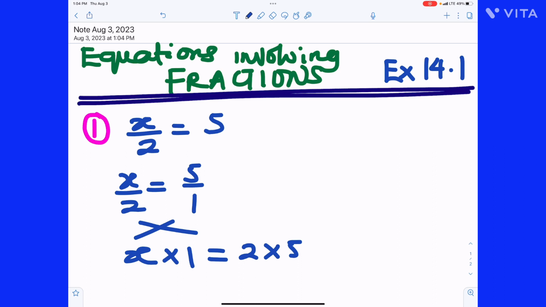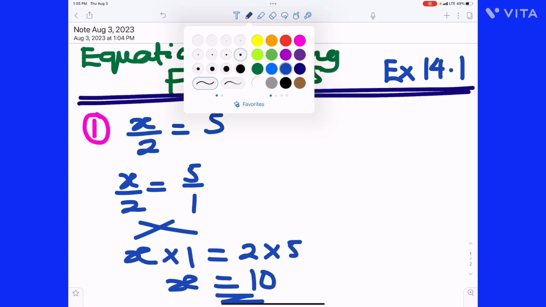You cross multiply x by 1, multiply 5 by 2. X times 1 is x, 2 times 5 is 10. That answers question 1. Let me do question 2 here.